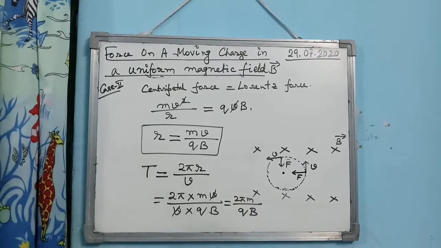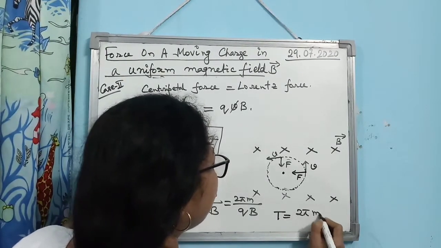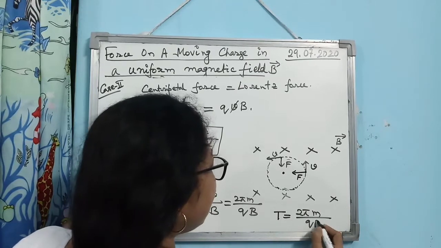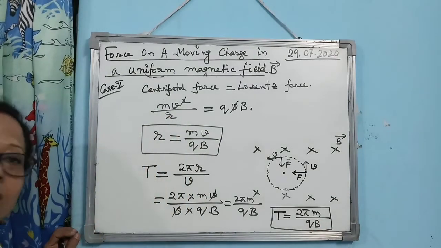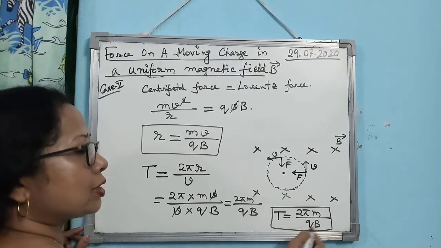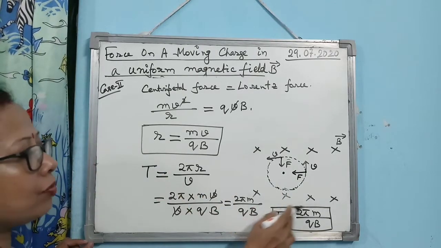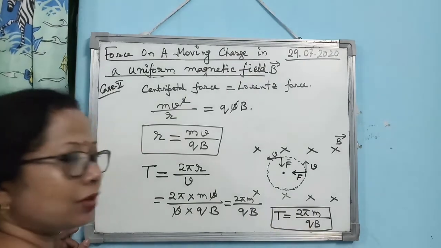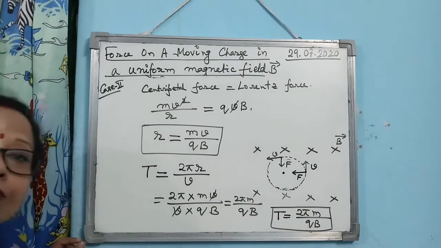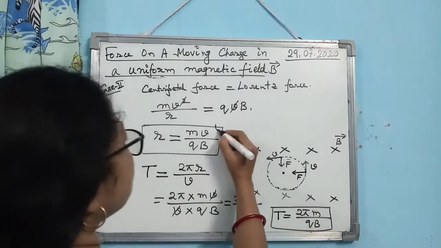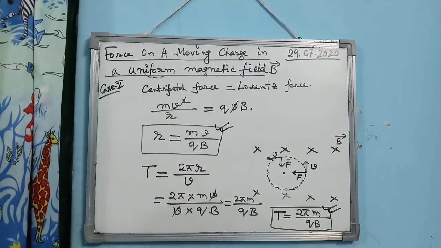Very, very important relation. What is the time period of revolution of the charge particle in the magnetic field? It is given by 2 pi m by qB. Why is it very interesting? Look at the expression. Time period does not depend on radius, does not depend on velocity also. It depends on the mass of the particle, the charge of the particle, and the magnetic field. So these are the relations you are supposed to learn and remember for solving the numericals also.